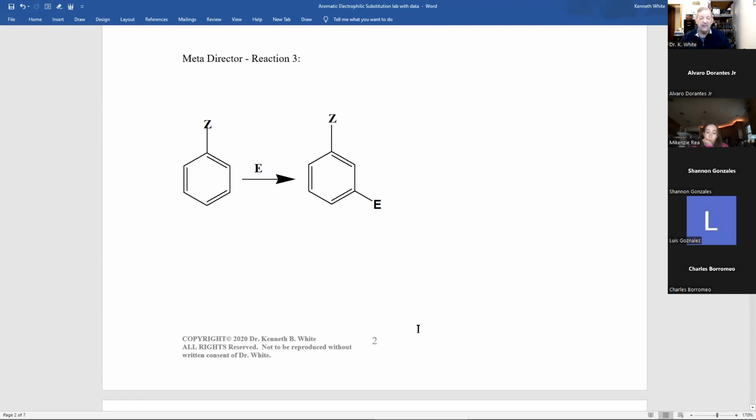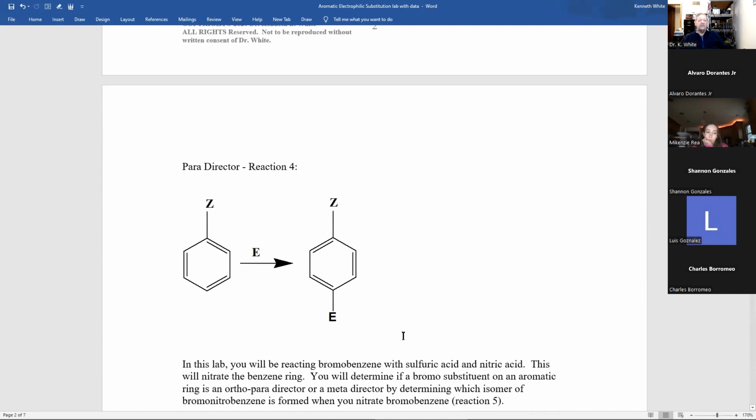Now, if Z is something different, it could direct the incoming E group to this, which is the meta position. It doesn't matter which side you put the E on. And that's a meta director. And finally, if Z is a para director, here's the para position, the electrophile goes there.